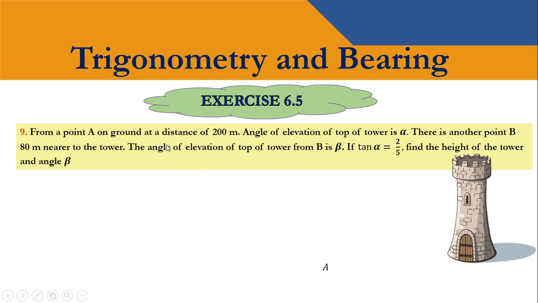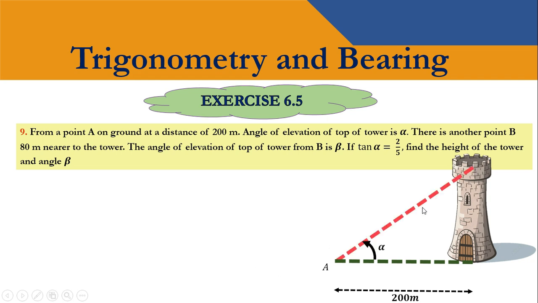From a point A at a distance of 200 meters, this point is 200 meters away from the tower, the angle of elevation from this point towards the tower is alpha. There is another point B, 80 meters nearer to the tower. 80 meters nearer to the tower means it is 80 meters away from point A. The remaining distance between point B and the tower should be equal to 200 minus 80, which is equal to 120 meters. And from this point the angle of elevation is beta.